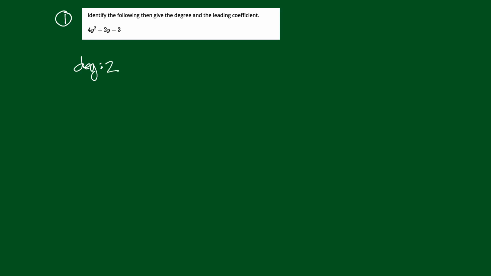and the leading coefficient is just the coefficient, the multiplier of the leading term, the term that gives you the degree. So we have a second degree polynomial. The leading coefficient is 4. Okay?